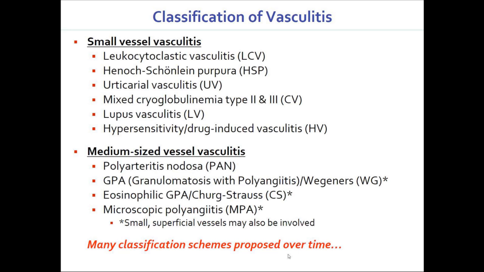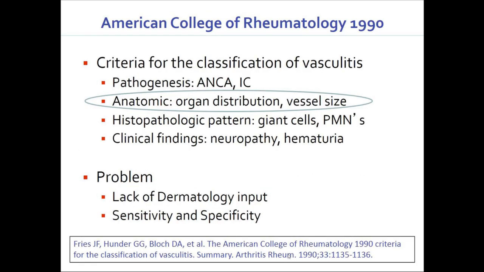Of course, many classification schemes have been proposed over time, beginning with one of the earliest ones in 1990 by the American College of Rheumatology. They set forth criteria for the classification of vasculitis based on immune complex presence, ANCAs, their histopathologic pattern, and importantly, the organ distribution and vessel size. The problem is there was a lack of dermatology input, and sensitivity and specificity suffered as a result.